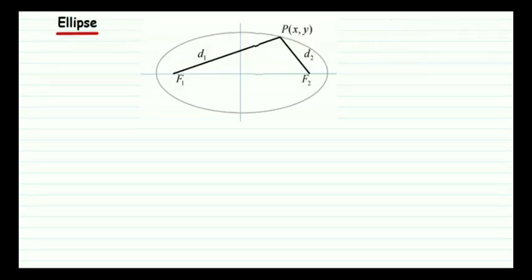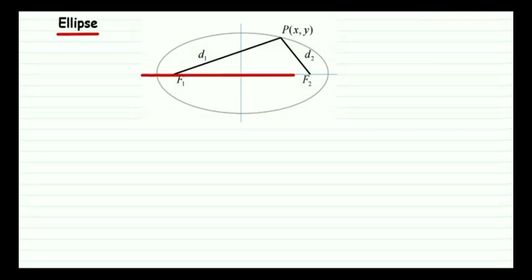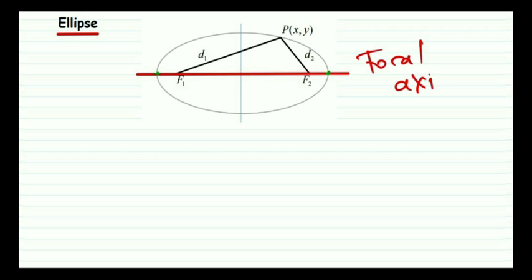Now if I take you back to this diagram, I want you to know that a line that passes through f1 and f2 is called the focal axis. Now the focal axis cuts the ellipse at 2 points that we call the vertices. So the focal axis passes through the 2 foci and then intersects the ellipse at 2 points.